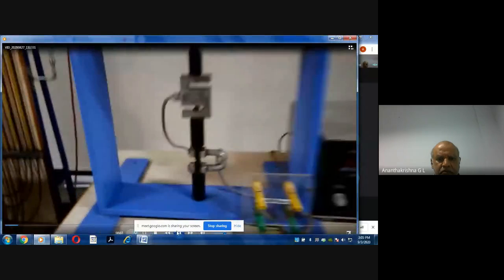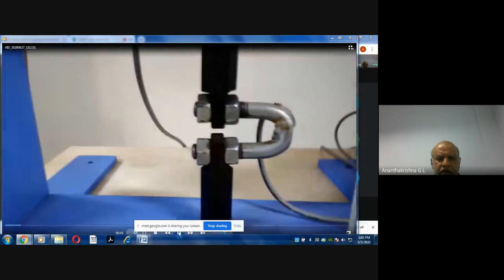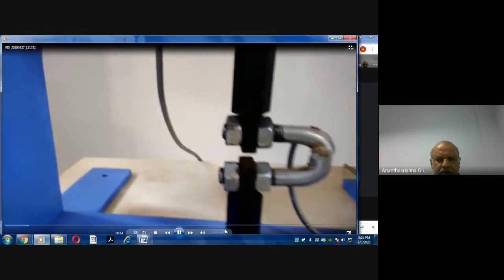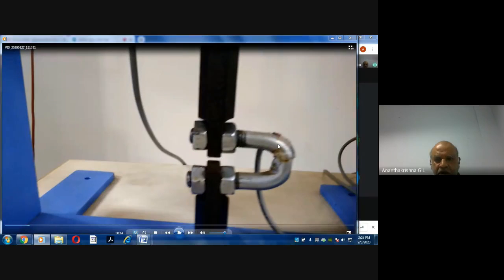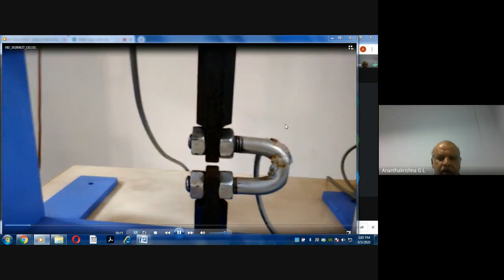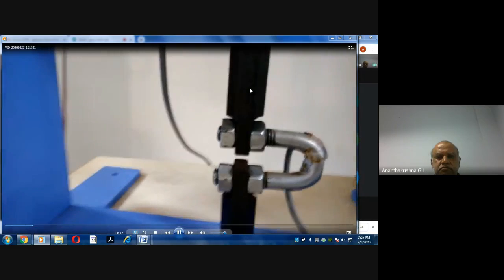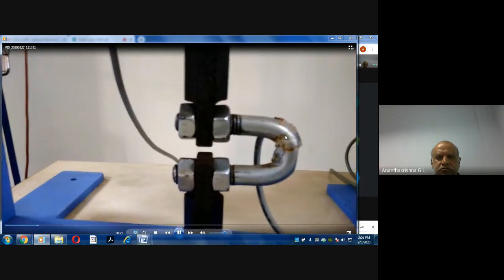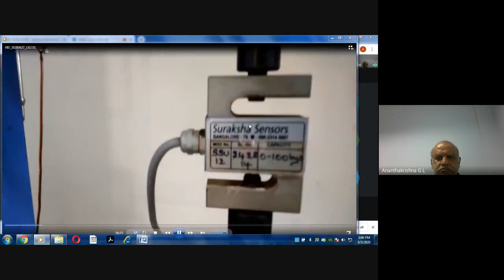So this is the curved beam that we have chosen. This is of 12 mm diameter. At inner and outer fibers, it is pasted with strain gauges, and this is connected to a load cell. You have got the strain gauges fitted at inner and outer fiber of the curved beam to extract the values. So that is the load cell.